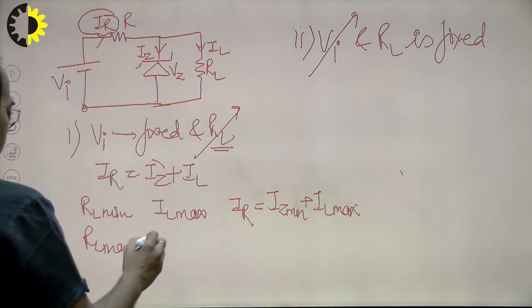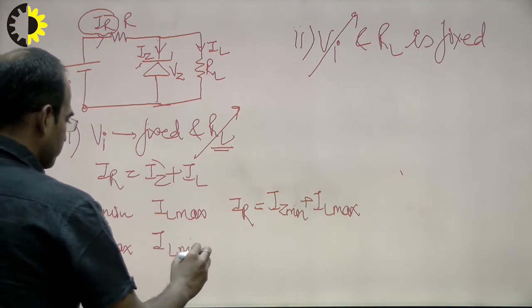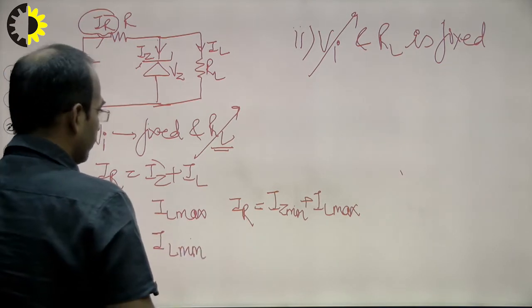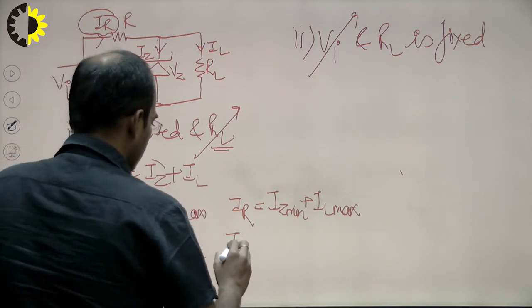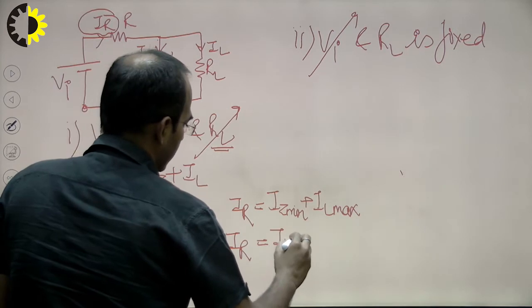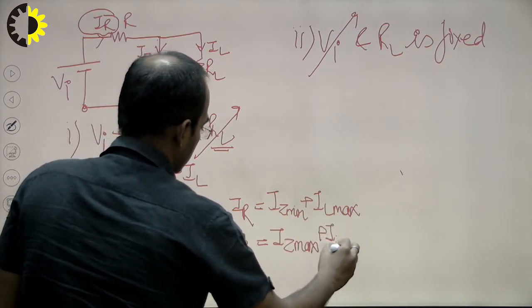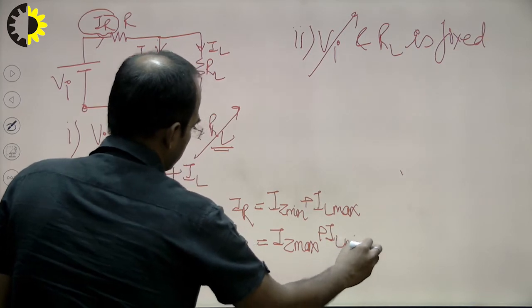Similarly, if I am considering this RL maximum, in that case IL minimum will flow, and for maintaining this IR, maximum current will flow through the Zener diode.